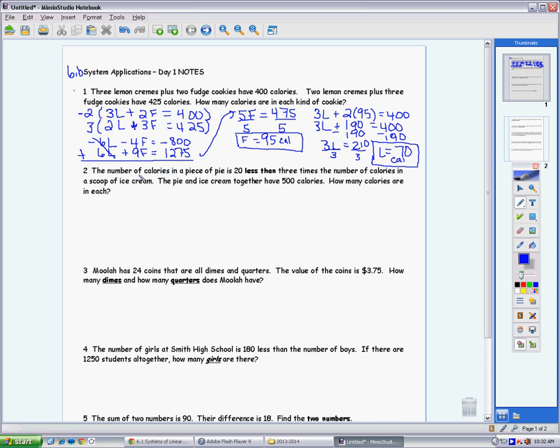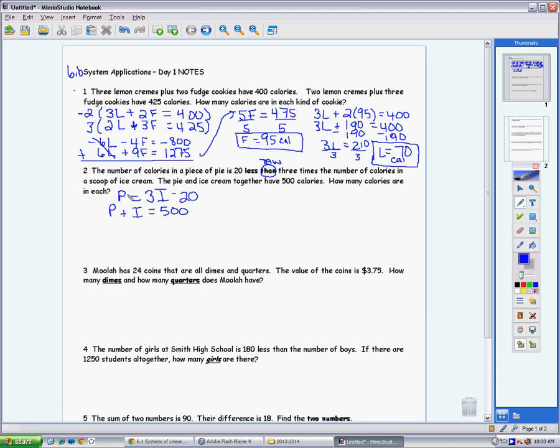My first equation says the number of calories a piece of pie, so I'm going to use P for pie, and that is 20 less than, so this is another turnaround word that we had at the very beginning of the year, 3 times the number of calories in ice cream. So I have 3 times the number of calories in ice cream, less 20. So I'm going to subtract 20. That turnaround word makes it flip around. The pie and ice cream together equal 500 calories. Okay, well this is set up.